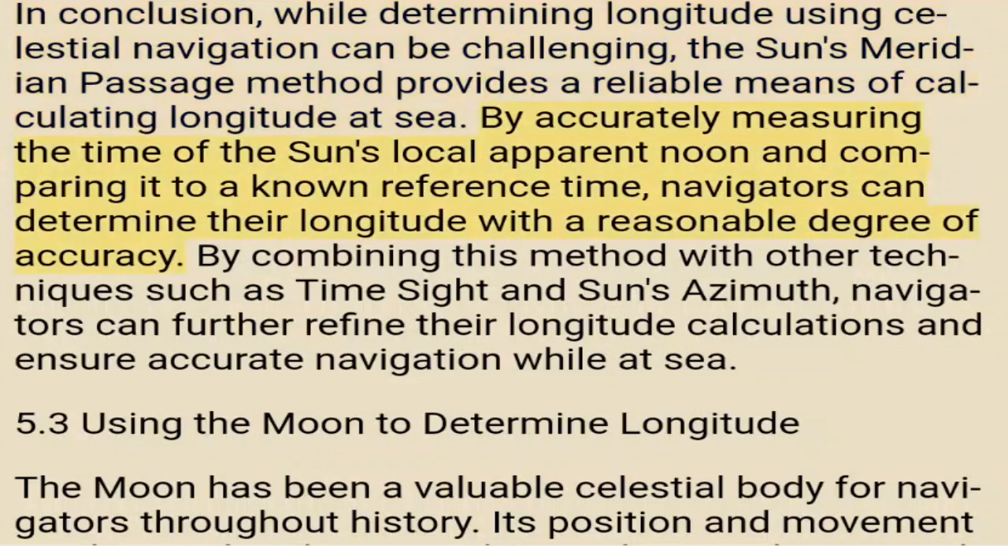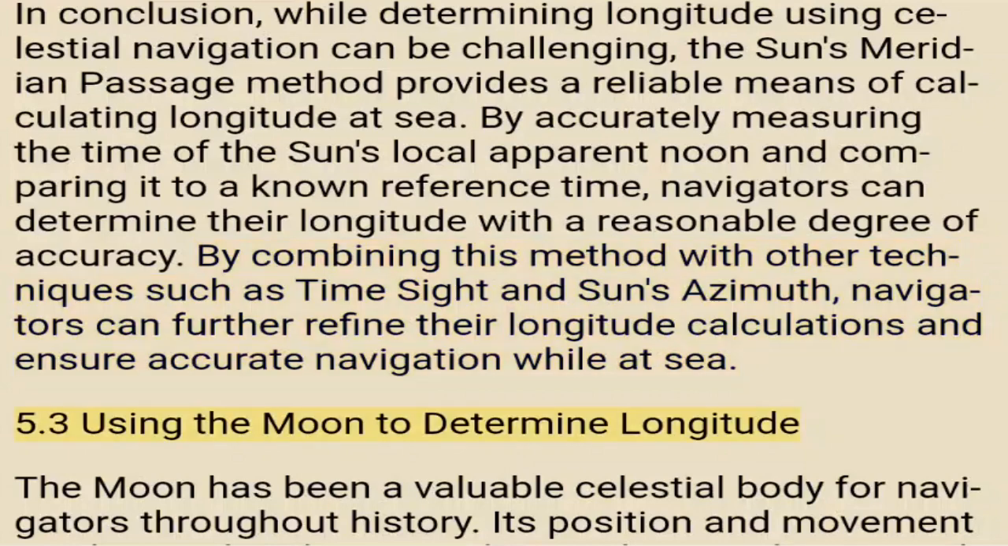By accurately measuring the time of the sun's local apparent noon and comparing it to a known reference time, navigators can determine their longitude with a reasonable degree of accuracy. By combining this method with other techniques such as time sight and sun's azimuth, navigators can further refine their longitude calculations and ensure accurate navigation while at sea.